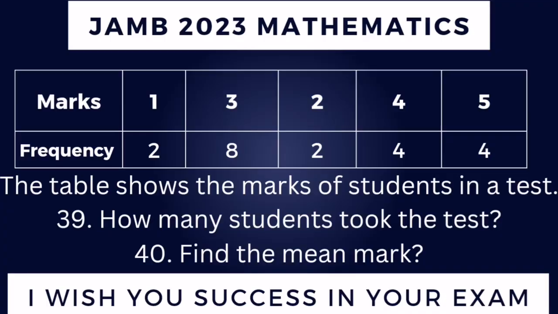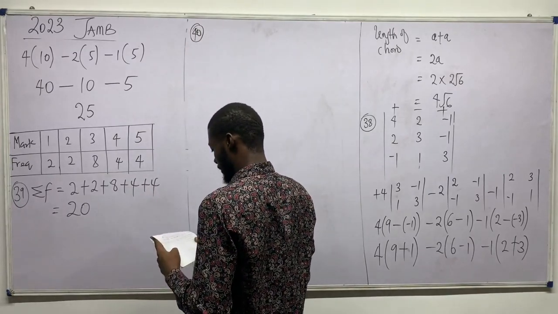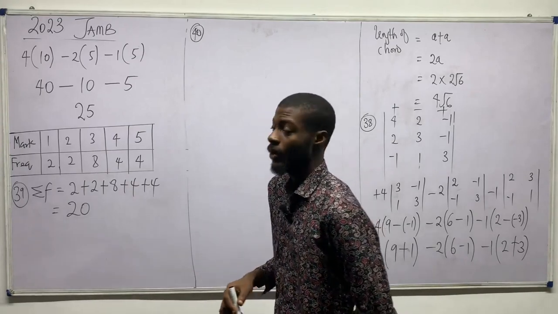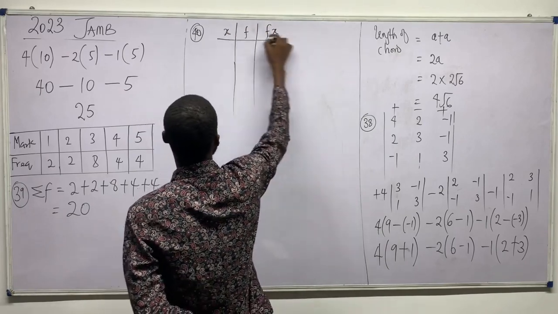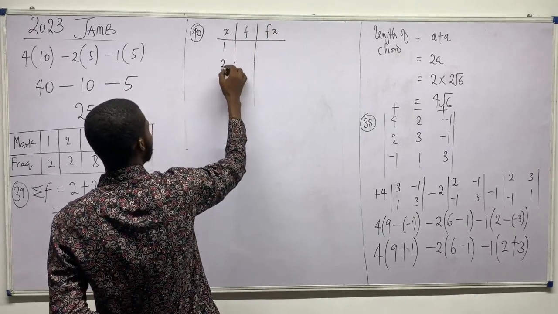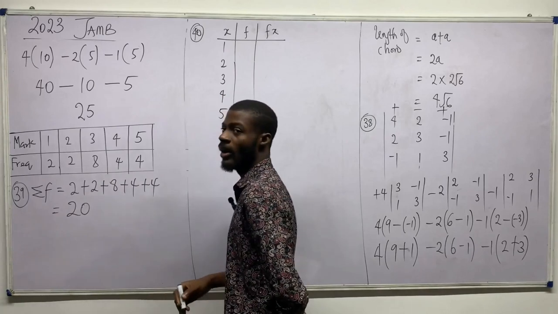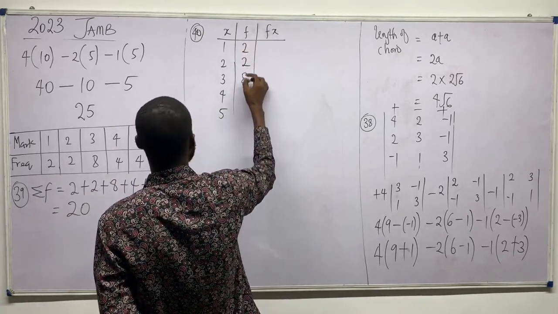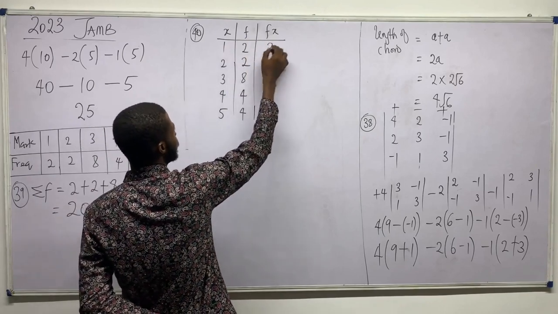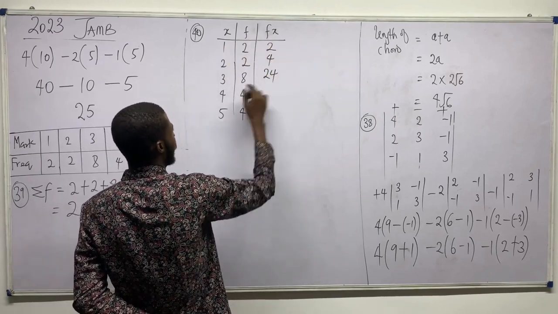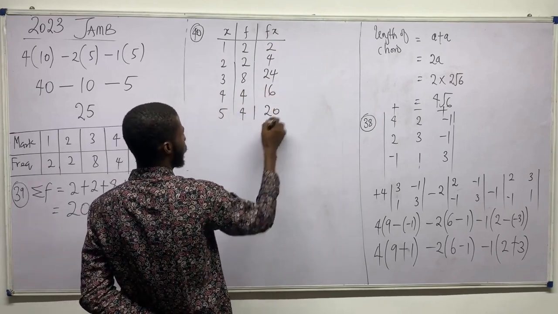Question 40. You're asked to find the mean mark. It's not really hard though. So question 40 is going to become: find the mean mark. Now how do we find the mean? We're going to draw a table. X, F, FX. So what is our X? X are the marks: 1, 2, 3, 4, 5. What will become our frequencies? 2, 2, 8, 4, 4. Now what is FX? Simply multiply these two parts. 1 times 2 is 2. 2 times 2, 4. 3 times 8, 24. 4 times 4, 16. 5 times 4, 20.